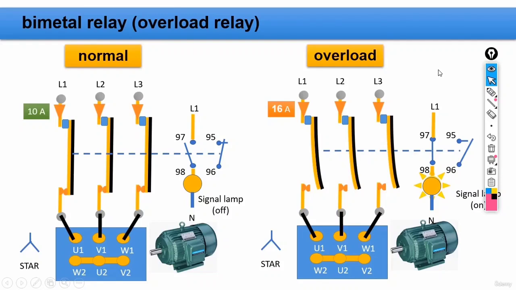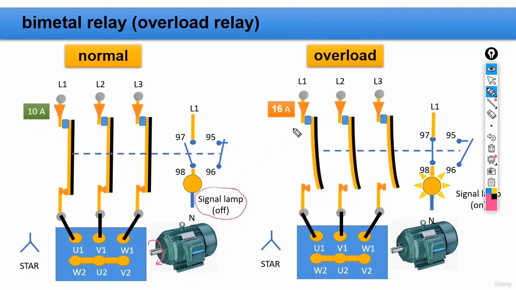Now, how exactly do they work in a circuit? Well, normally, the electrical current, more specifically 10 amperes of electrical current, turns on or starts the motor. And after that, we actually need to set an equipment here called a signal lamp. Then there's a phase line here that is connected to this contact here, 97, and 98 is connected to the signal lamp. And the other side of the signal lamp is connected to the neutral line. Now, in the normal situation, the signal lamp would be turned off.